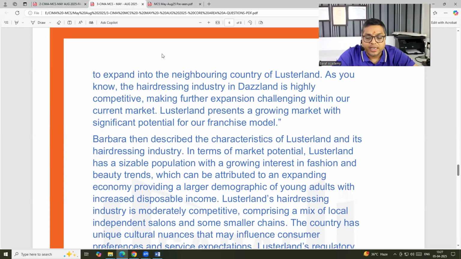In terms of market potential, Lusterland has a sizable population with a growing interest in fashion and beauty trends. Good, like India. So Suraj, is your wife interested in beauty products or not? Definitely, sir. There are so many ladies here. Everybody understands, bring that feeling from inside. That is not written anywhere, sir. You need to bring that feeling, otherwise you cannot write an answer for this question.